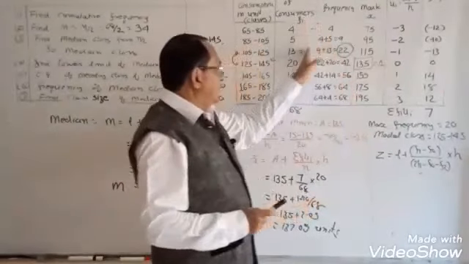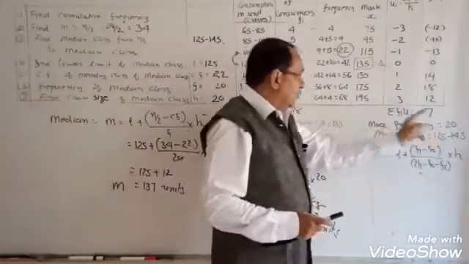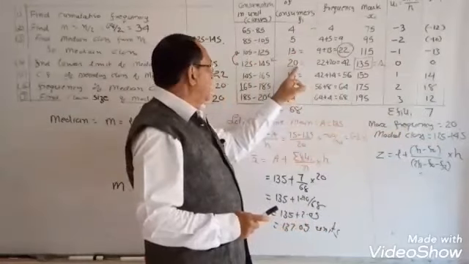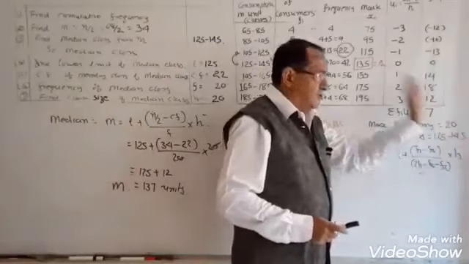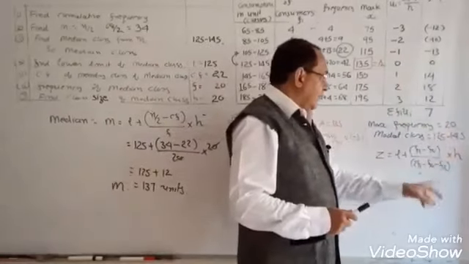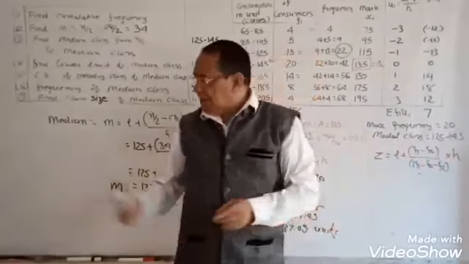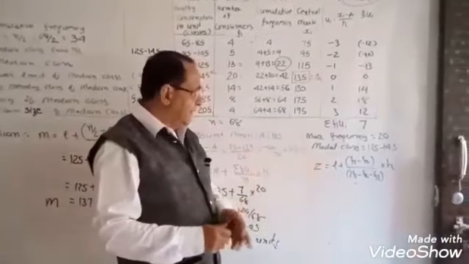Find the maximum frequency. Maximum frequency is 20. So the corresponding class of the 20 is 125 to 145. Modal class is 125 to 145. It is not necessary that the modal class and the median class are the same. It may be different also according to the data.